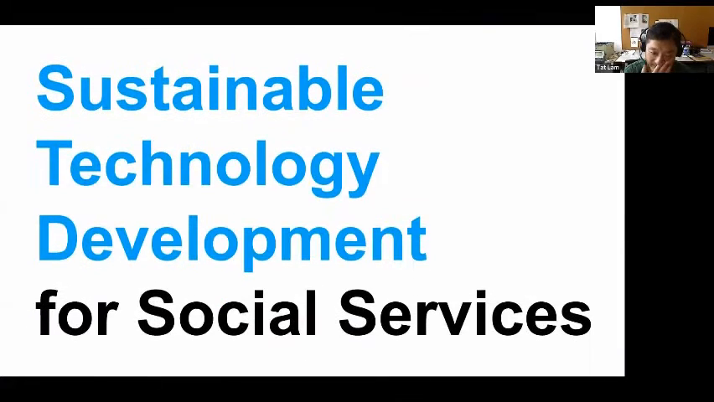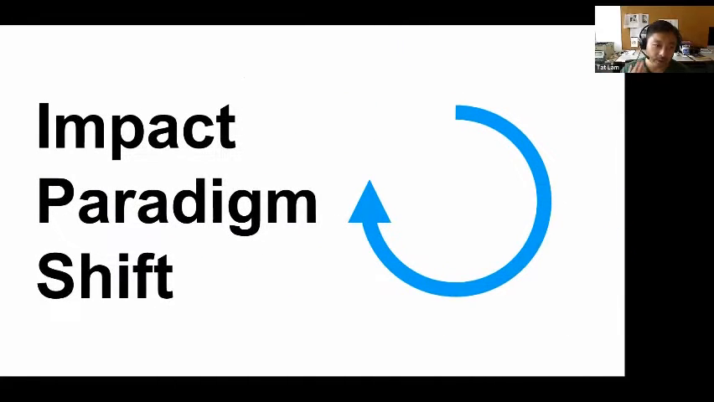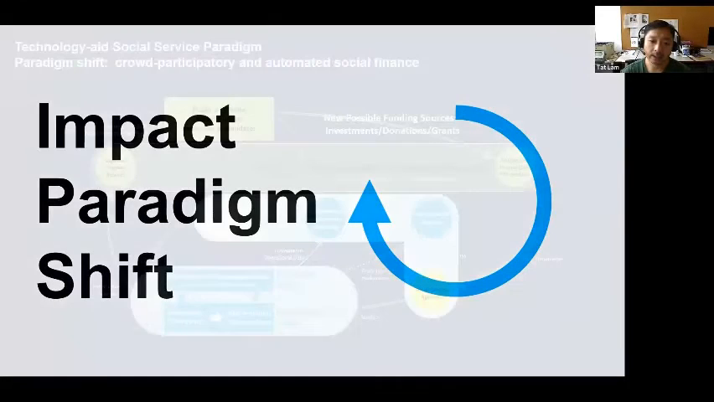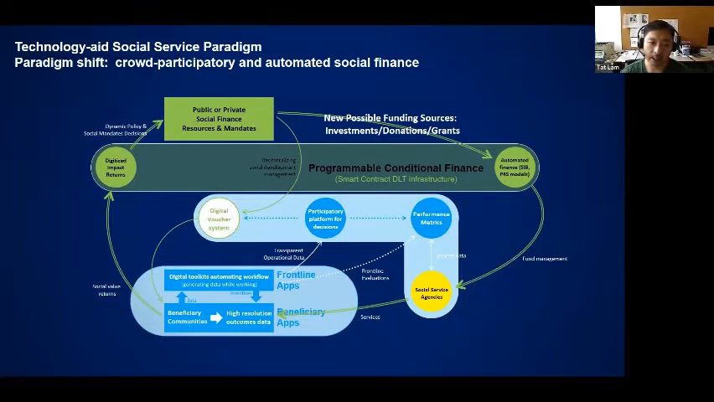So the first idea that we are going to talk about is really about sustainable technology for social service. And we're going to start from the impact paradigm shift. I think we all understand that there is an ecosystem of impact investing.